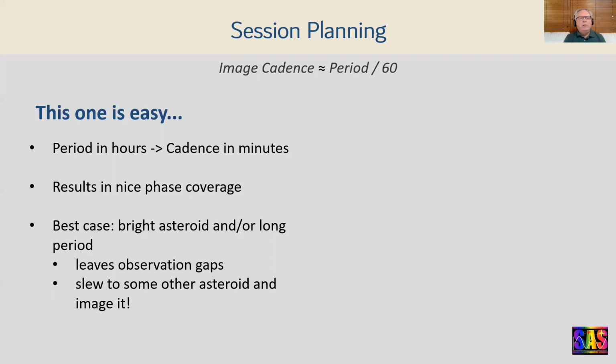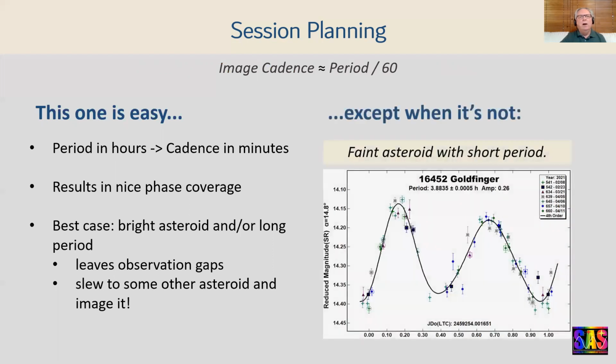The best case is when you have a bright asteroid or a long period leaving observation gaps, time gaps between your images, during which time you can slew to some other asteroid and image that. I have recently been interleaving up to 5 asteroids, moving among them in a cycle to great efficiency effect. And it's easy to use this rule of thumb, except when it's not.